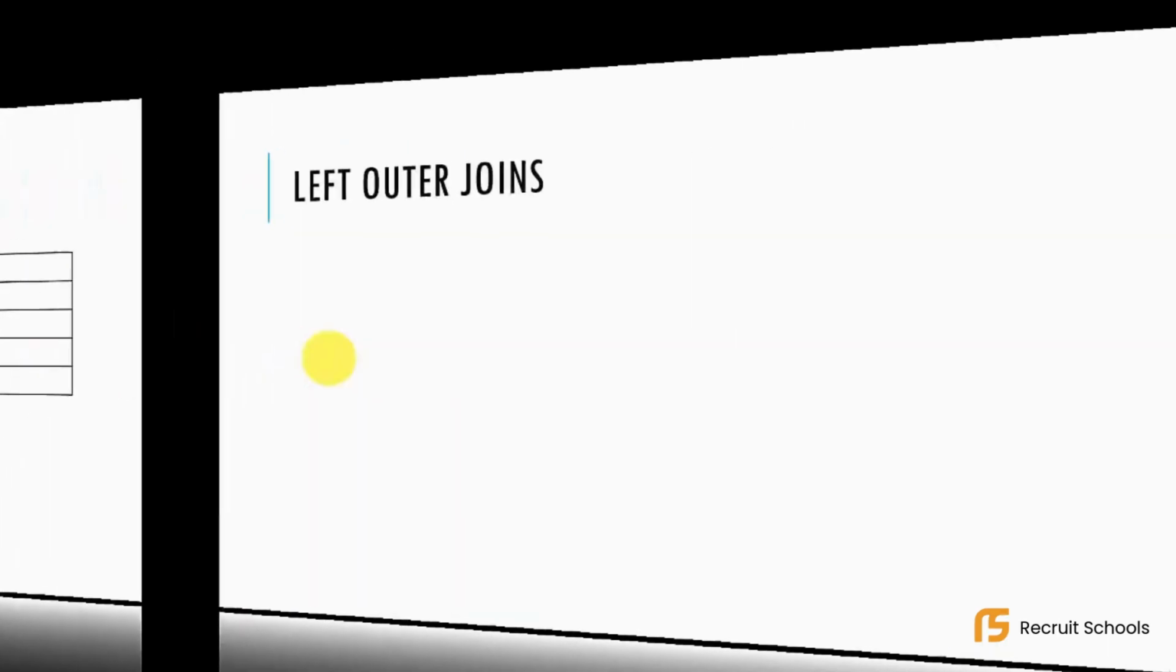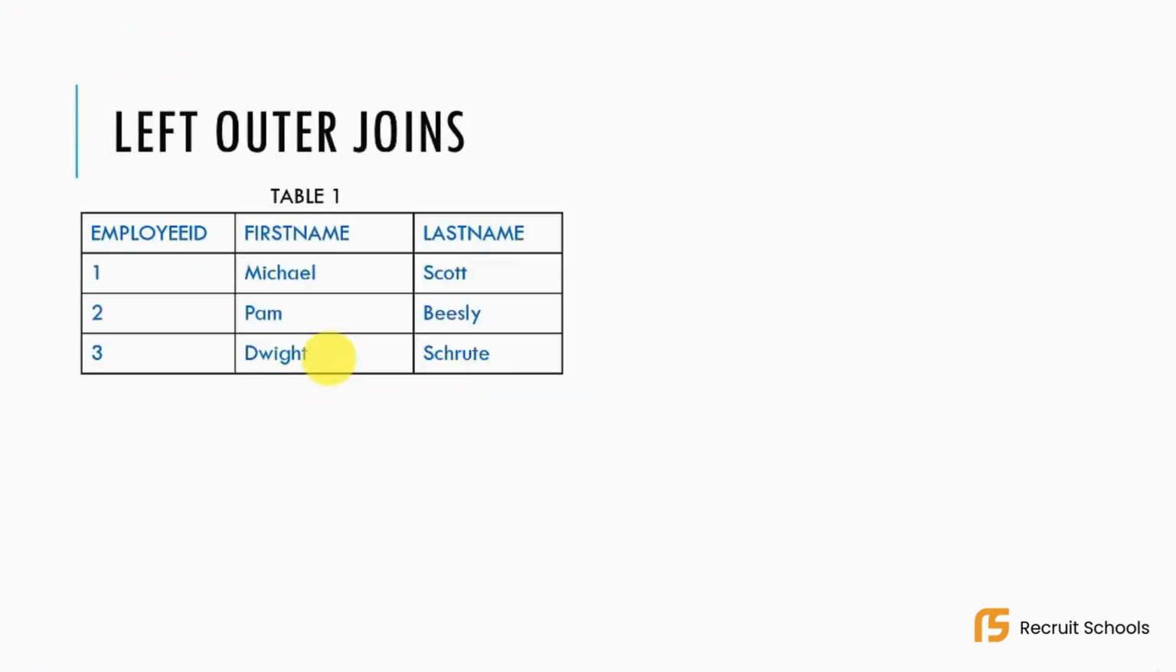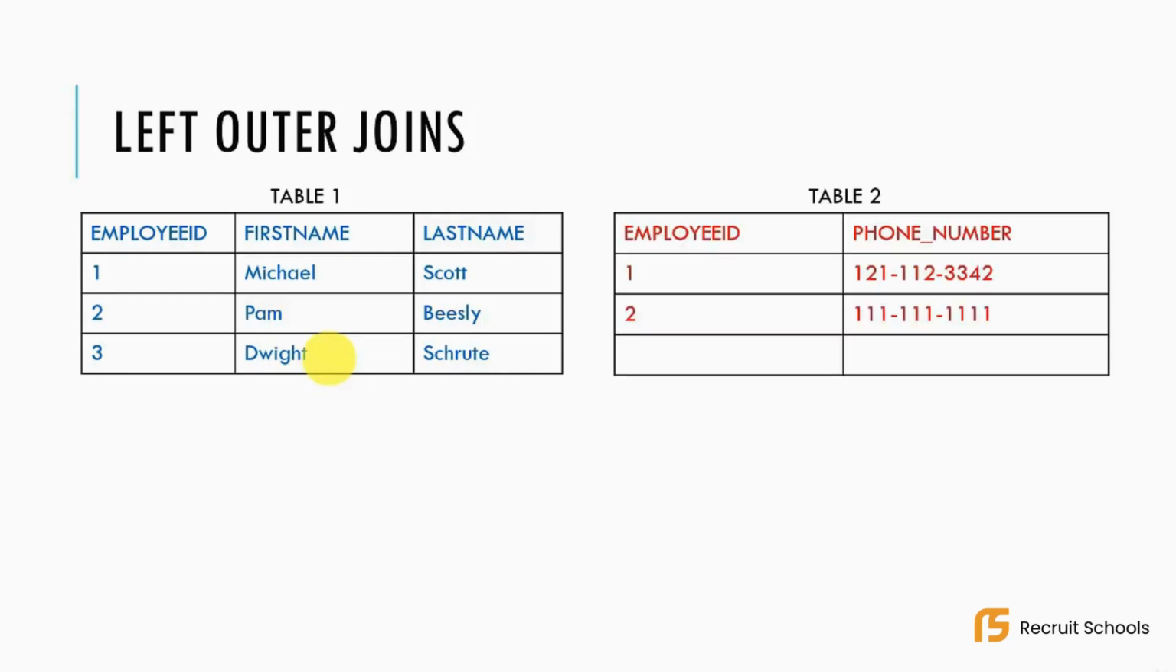So let's introduce the concept of left outer joins, right? Okay, let's take a table which is very simple: employee ID, first name and last name. Let's take another table, employee ID and phone number. Pretty much the same thing that we just discussed in our previous slide.